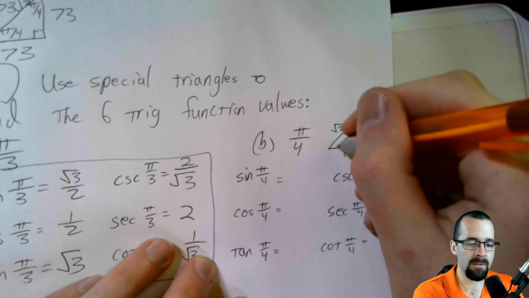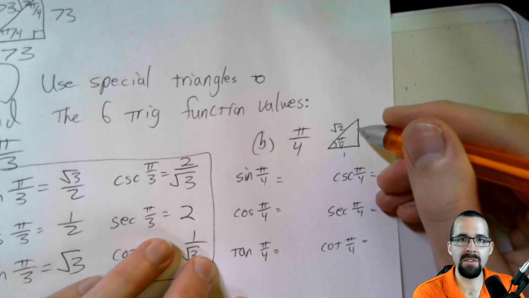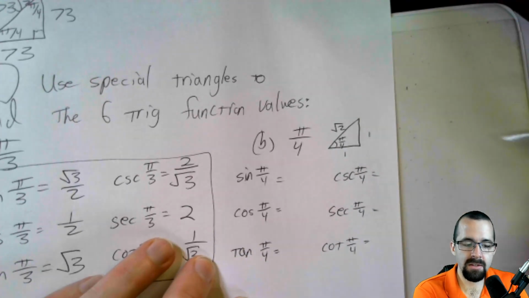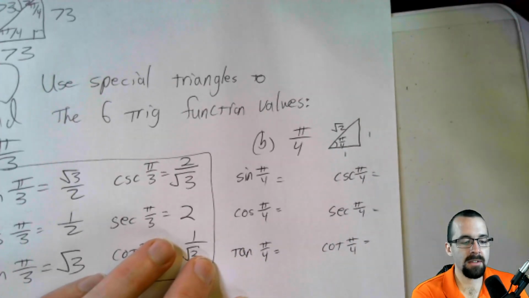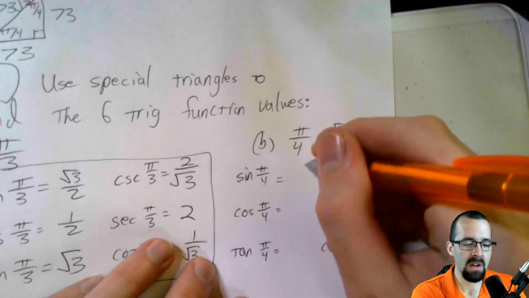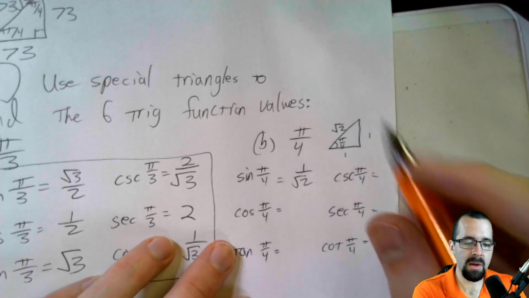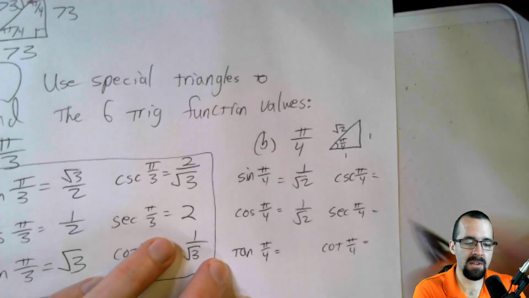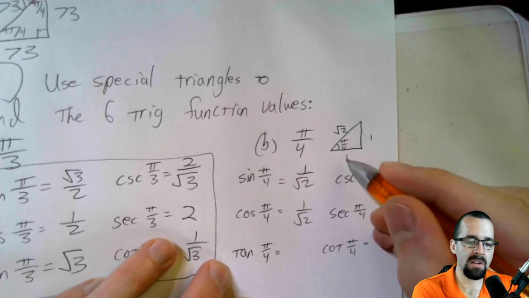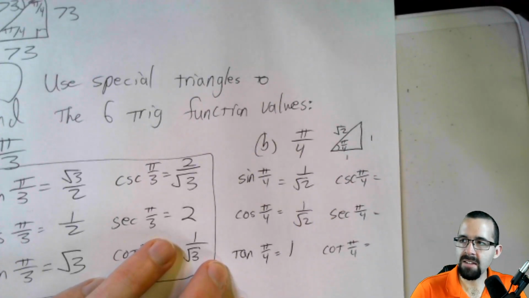And so pi over 4 is this one, and pi over 4 is also this one. You can use either angle you want. They're the same angle. They'll have the same trig function values. So sine of pi over 4 is the opposite divided by the hypotenuse. 1 over the square root of 2. Cosine, adjacent over hypotenuse, 1 over the square root of 2. Tangent, opposite over adjacent, 1 divided by 1. It's just positive 1. Good.